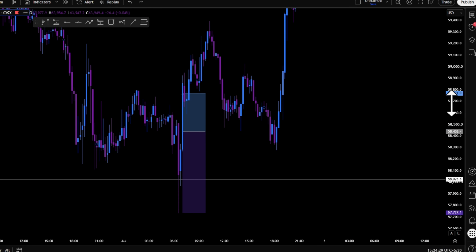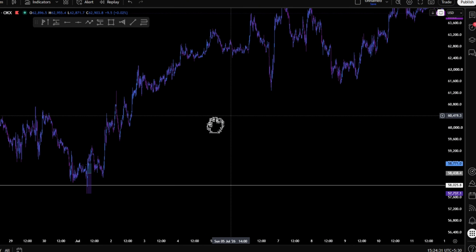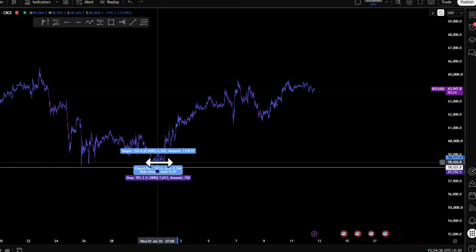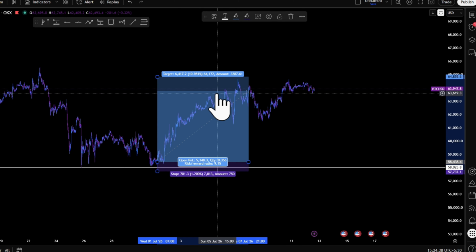Now let's see what this trade would have given you. One thing is clear, we're still inside of the trade. It is 1:9, which simply means if you risked $1, you would have made $9 by now.